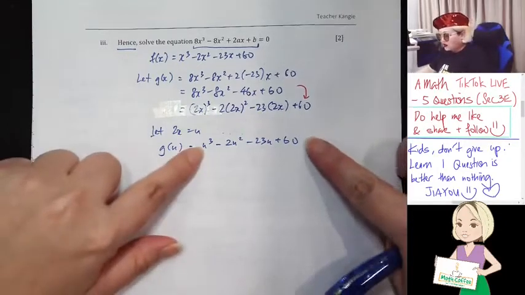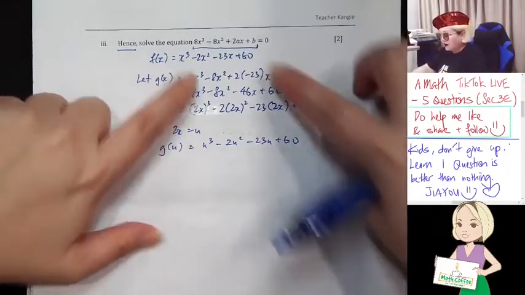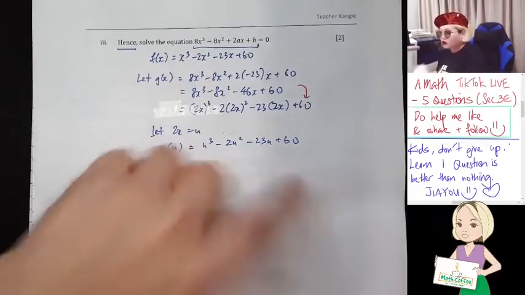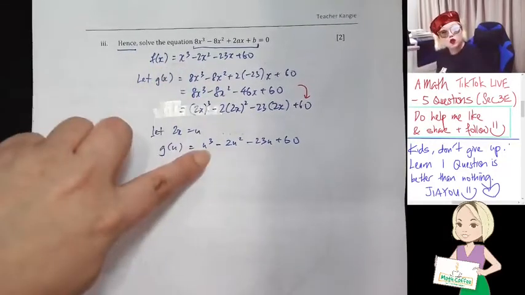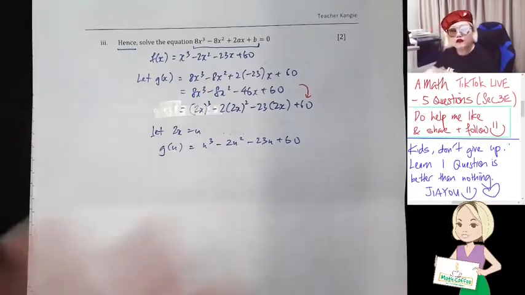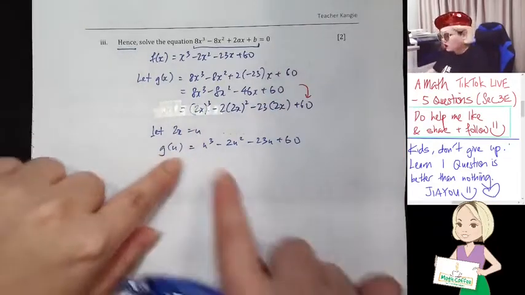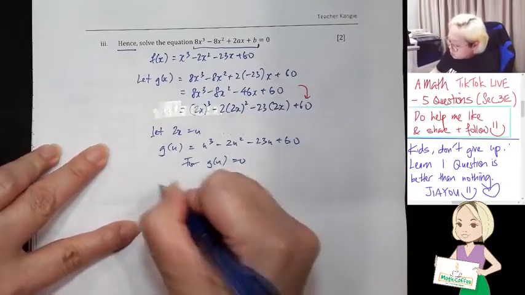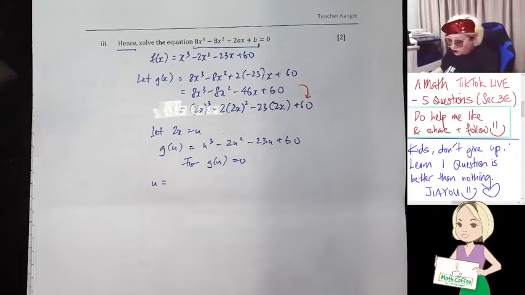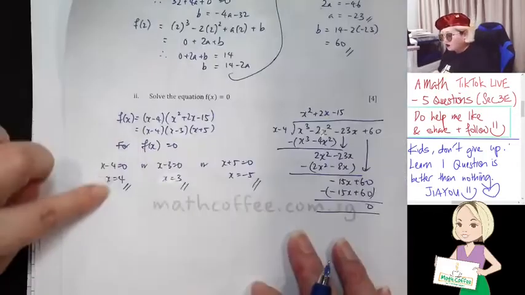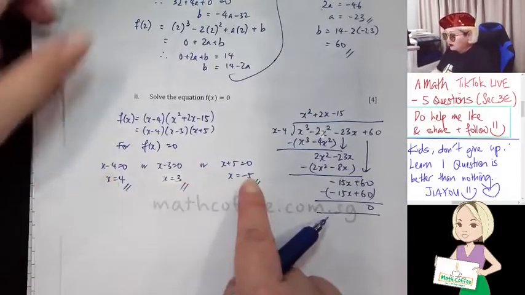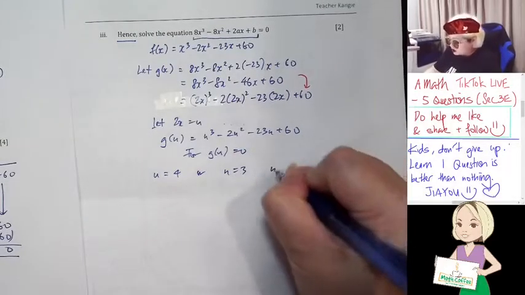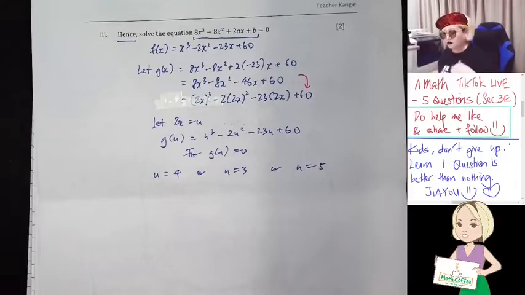And you see, this is now similar, right? They look similar, right? X cubed minus 2x squared and so on is the same. The only difference is the x now becomes u. Previously, I solved the equation in terms of x. So for g(u) equals 0, I know my u equals 4, 3, and minus 5.